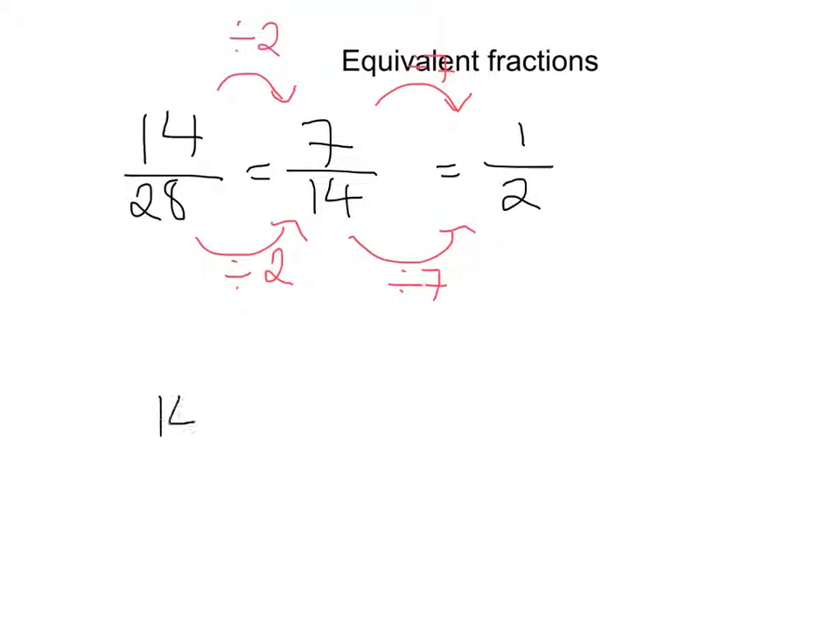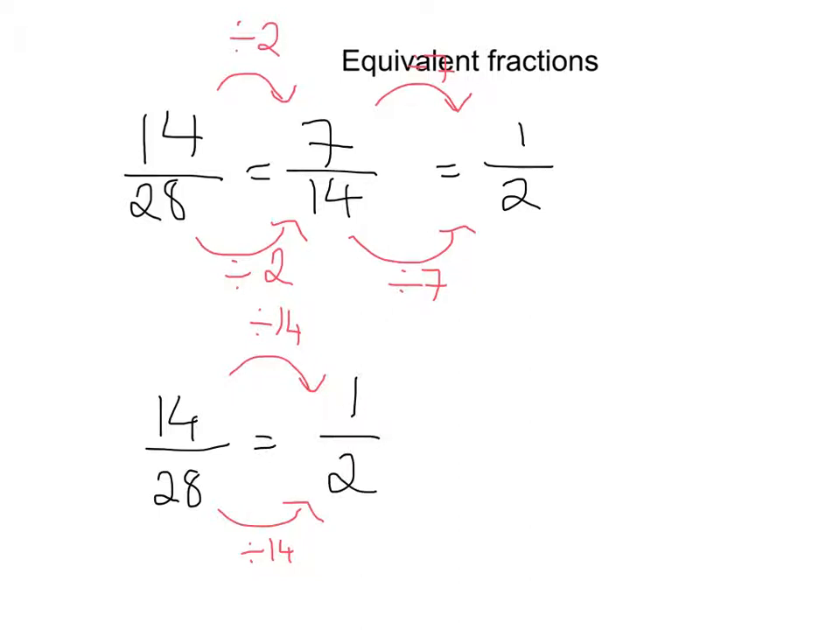But you may have earlier on noticed that 14 and 28 have a higher common factor, 14. So I could divide top and bottom by 14 and it would still give me the same answer, so that would give me 1/2. Both methods work, you just must remember to do whatever you do to the top to the bottom and vice versa.